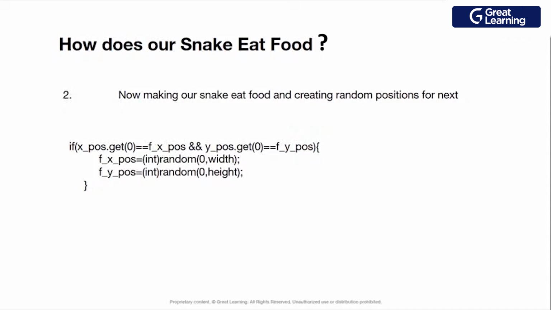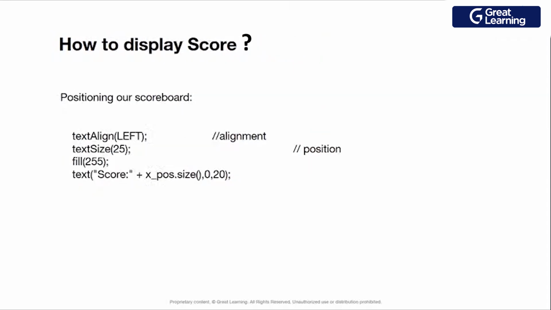Okay, these are the two things that we did, right? We made him stop at the position. When the positions are the same, we made him eat this thing, and then we created a random position. Now, how can we display the score? We are making him eat, right? Now we want a score to be displayed.